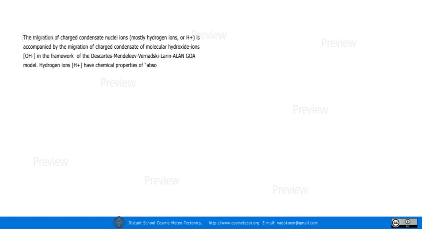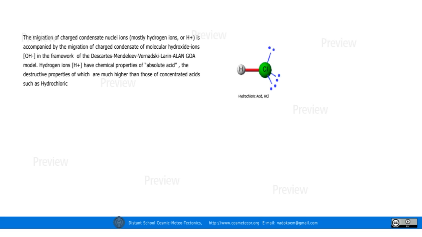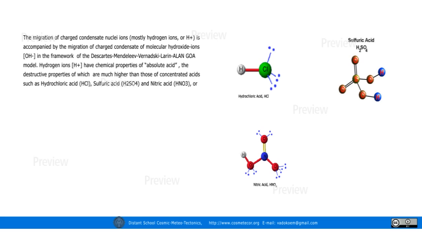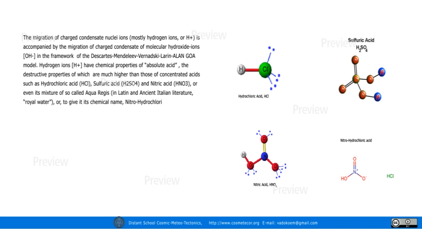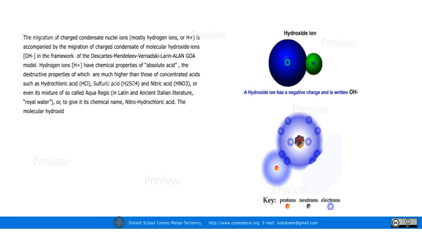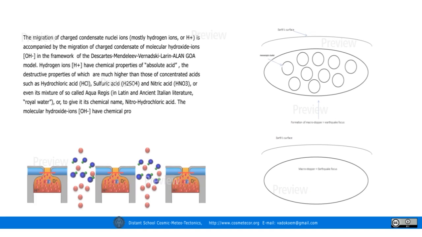Hydrogen ions H+ have chemical properties of absolute acid, the destructive properties of which are much higher than those of concentrated acids, such as hydrochloric acid HCl, sulfuric acid H2SO4, and nitric acid HNO3, or even its mixture, the so-called aqua regia, in Latin and ancient Italian literature royal water, or to give it its chemical name, nitrohydrochloric acid. The molecular hydroxide ions, OH-, have chemical properties of absolute alkali.